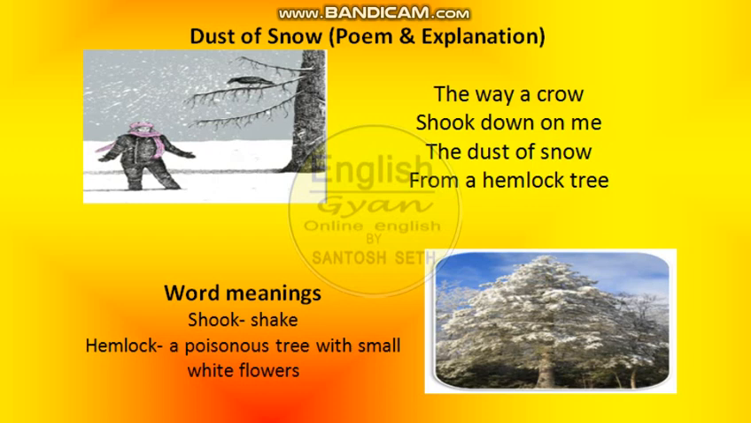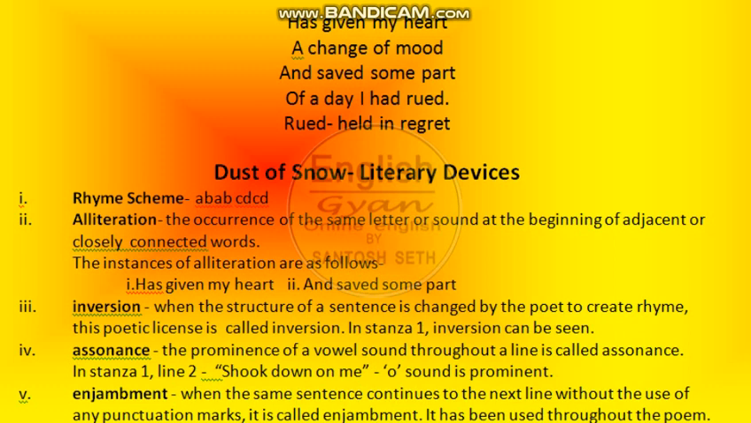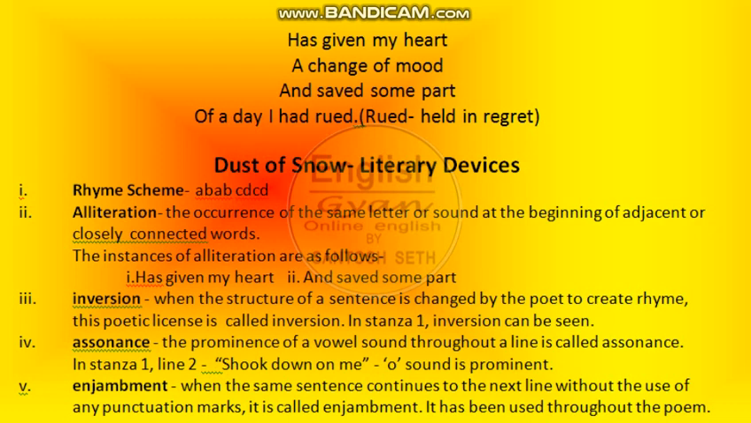Here, the two agents of nature, the hemlock tree and the crow, are signifiers of sadness and gloom, just like the poet's mood was in the opening scene. Now, the next four lines: Has given my heart a change of mood and saved some part of a day I had rued. Here, the meaning of the word rued is given. Rued means held in regret.